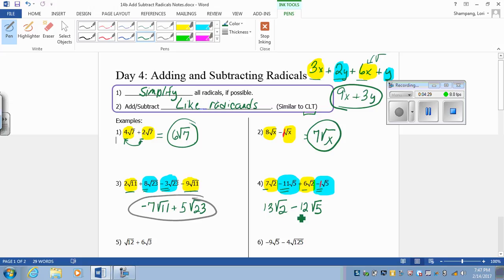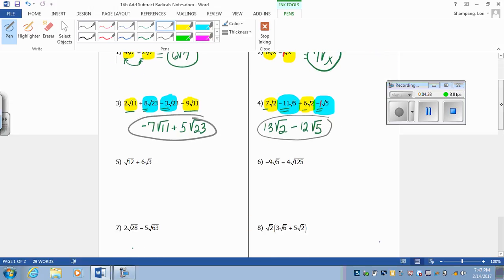Both the square root of 2 and square root of 5 are in simplified terms, so we cannot do anything more than this. Number 5, the square root of 12 plus 6 times the square root of 3. At first glance, you would say we do not have like radicands, so we can't add or subtract. But we need to make sure that we simplify all the radicals before we decide whether we can add or subtract. Let's break the square root of 12 into two factors: square root of 4 times the square root of 3. That gives me 2 times the square root of 3 plus 6 times the square root of 3.